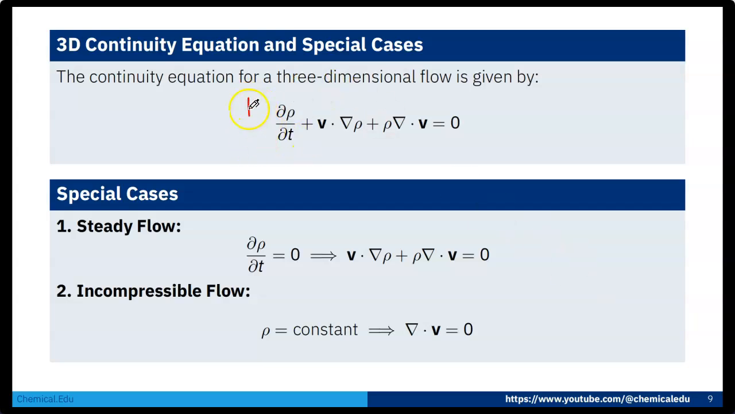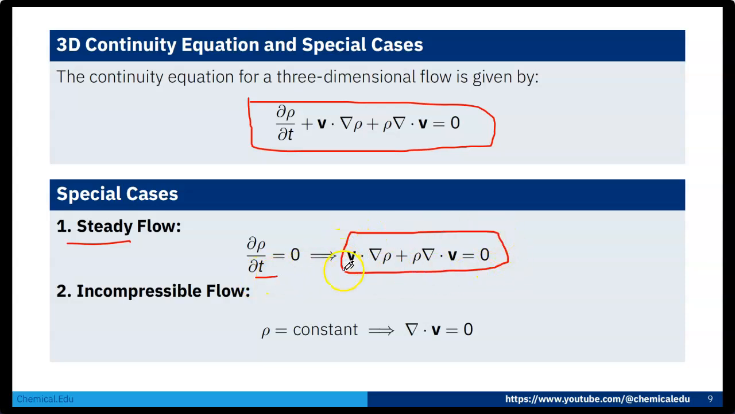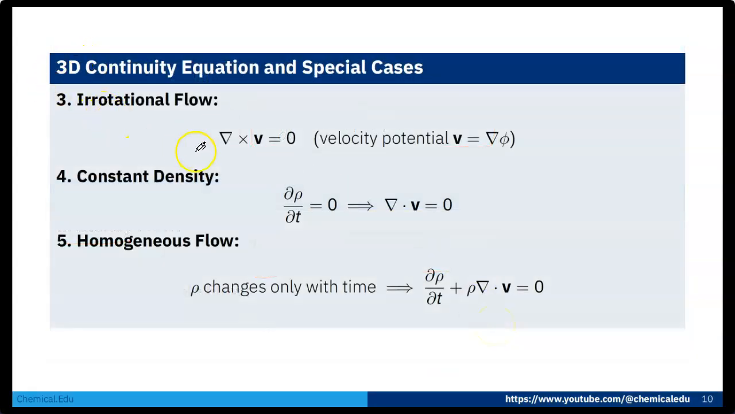Now this is the 3D continuity equation. For steady flow, we can write the partial derivative of rho with respect to t is equal to 0, so we'll get this vectorial notation term. For incompressible flow, rho is constant, so nabla dot v is equal to 0. Now irrotational flow is not related to the continuity equation, but remember that nabla cross v is equal to 0, and velocity potential v is equal to grad phi.